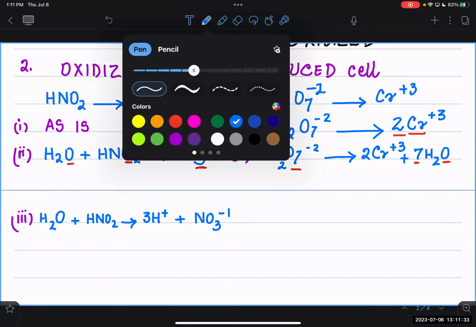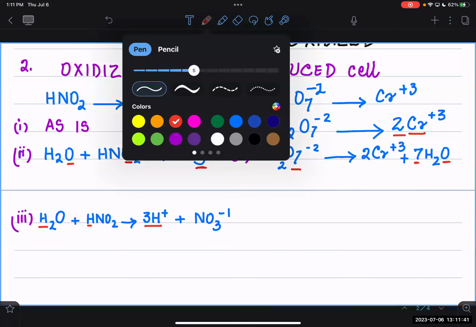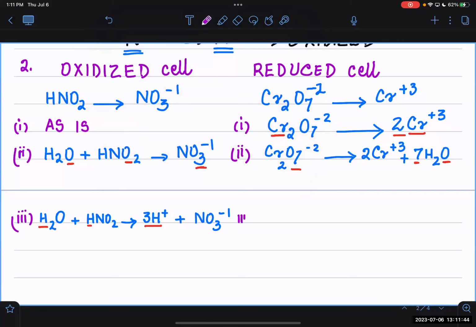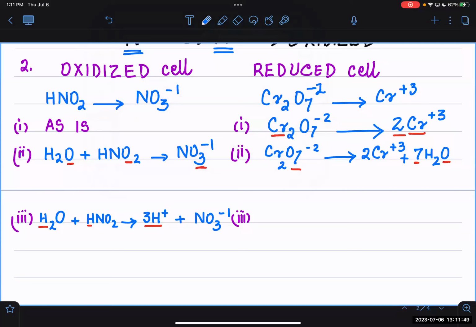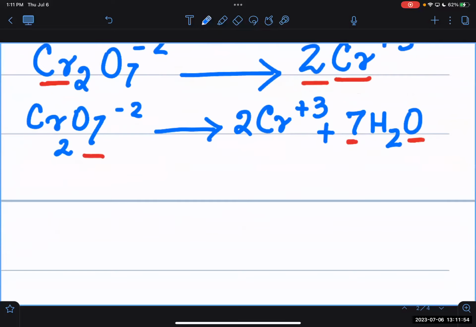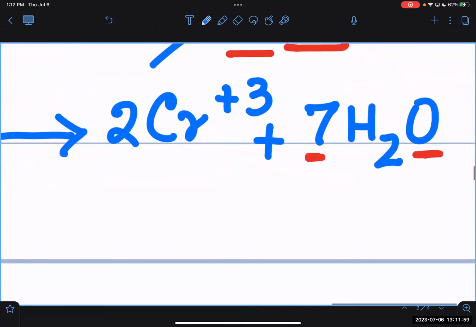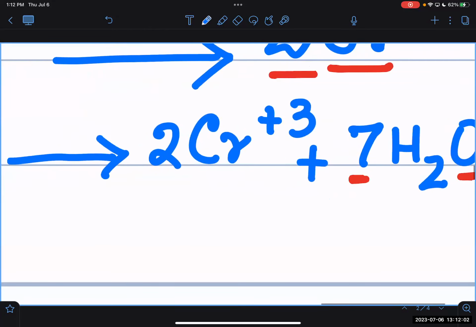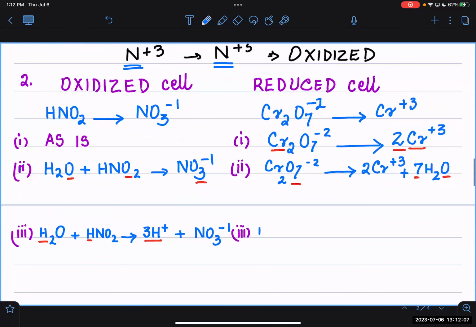Okay, so 3 hydrogens, 1 and 2, 3 hydrogens. Okay, let's look at the other one. The other one also, same story. So we have here, how many total hydrogens on one side? 14, right? So what will you do? So this is 14 hydrogens. On this side, we don't have hydrogens, but we are going to balance them. So 14 hydrogens. Got it, everyone?